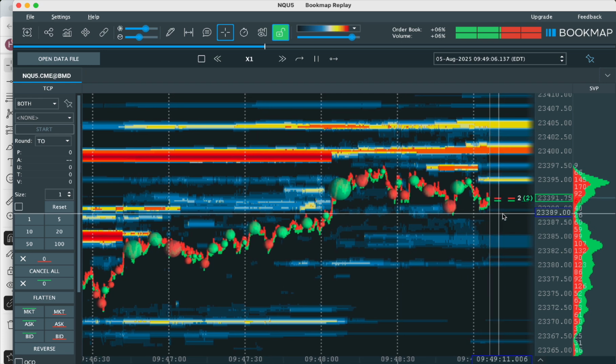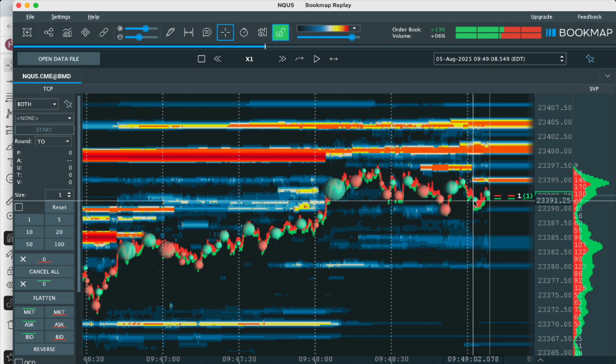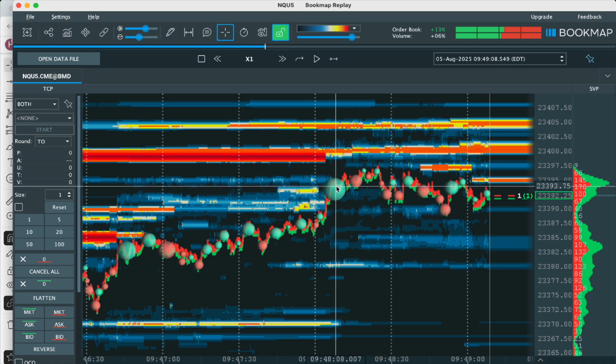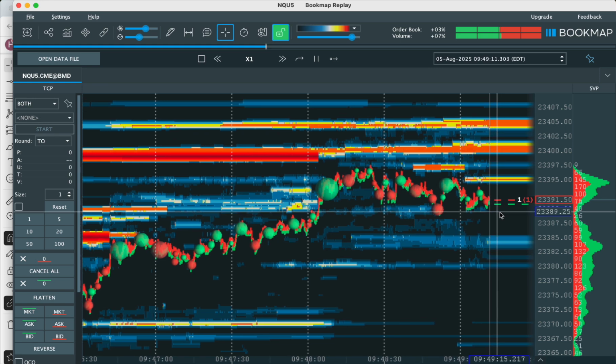Now wait, no more buying coming in. See how little these buying dots are right now. They get smaller. Look at how big this buying bubble was before and just how small they are at this moment. No more buying interest. Very interesting. And now we wait.